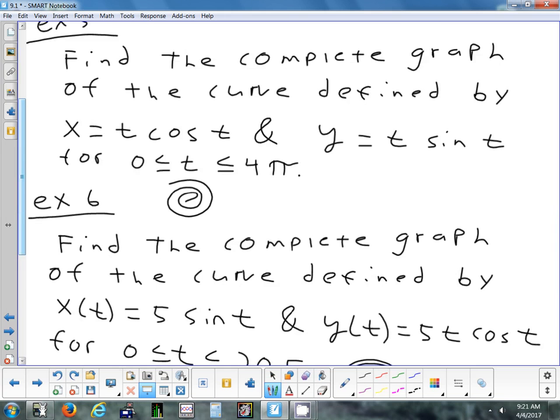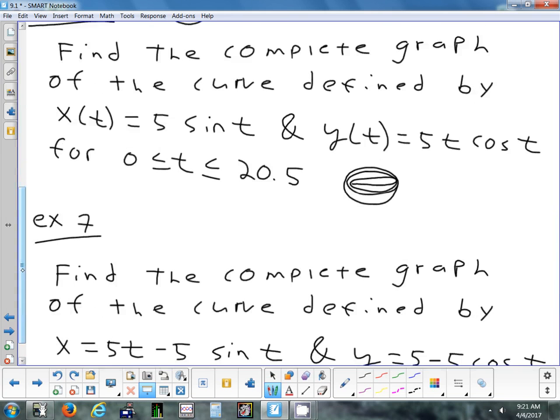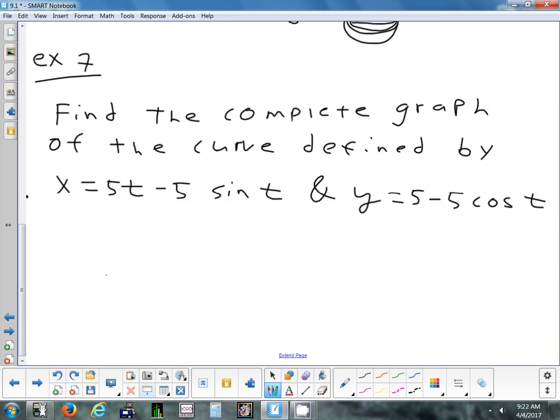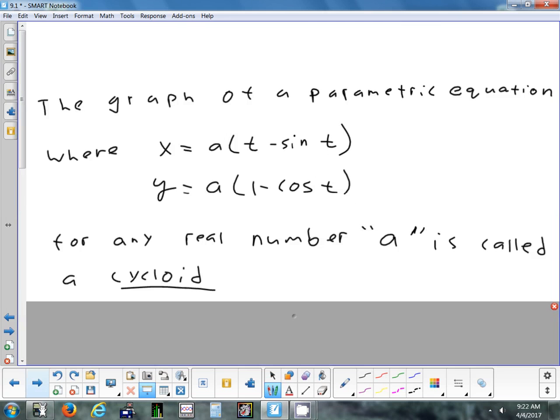So if you want to see that, you can try example 5. And example 7 looks something like this. Just different shapes to look at. And this last shape that I just showed you is called a cycloid. That's the only one I'm going to give you a special name for, and that's the last thing. So if you have an equation of this form, A can be any number, like 3, 4. Anything that looks like that is what a cycloid would look like.